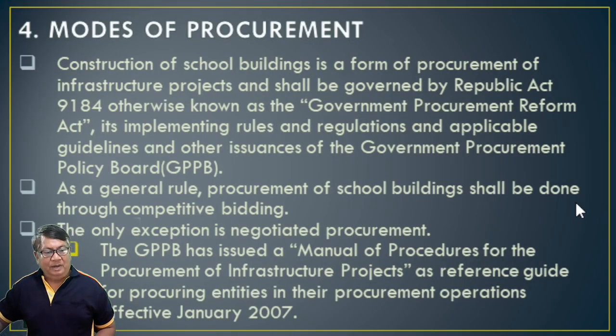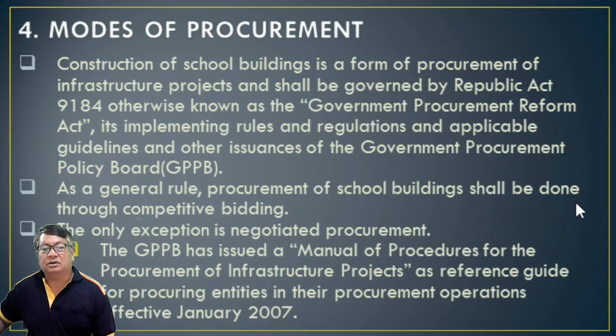So number 4, we have the mode of procurement. The construction of a school building is a form of procurement of infrastructure projects and shall be governed by Republic Act 9184, otherwise known as the Government Procurement Reform Act, its implementing rules and regulations, and applicable guidelines or IRR from the GPPB, or the Government Procurement Policy Board.